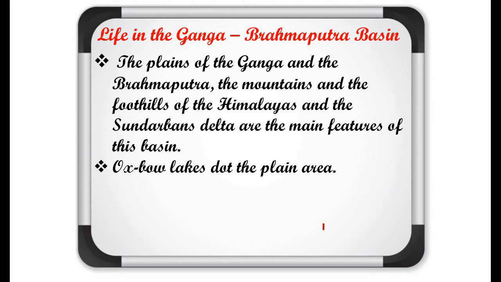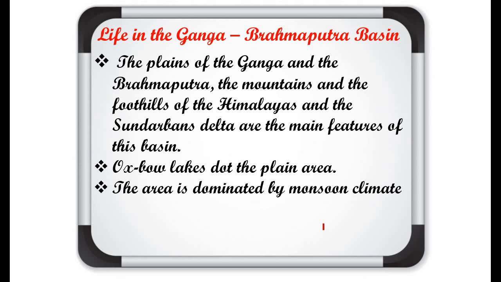Yes, as we know, the Ganga originates from the mountainous areas, from the Gangotri glacier in Uttarakhand. When it enters the plain area, it takes many bends or turns. In this way, some part of the river is cut off from the main river, and lakes are formed. This type of lake is known as an oxbow lake.